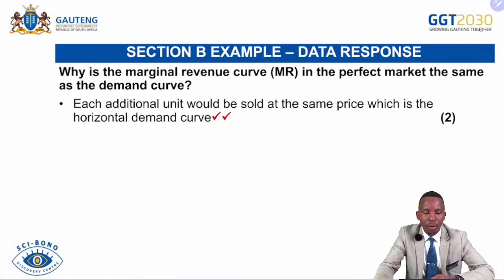And then we continue. Why is the marginal revenue curve, MR, in the perfect market the same as the demand curve? Remember that under the perfect market, the firm does not have control over the price. The firm is a price taker. So each additional unit would be sold at the same price, which is the horizontal demand curve. Under the perfect market, the demand curve is horizontal because the firm takes the price from the industry or from the market. So in this case, each additional unit will always be sold at the same price. That's why they are on the same curve and they are always equal.